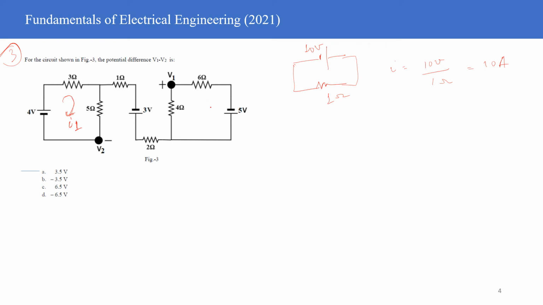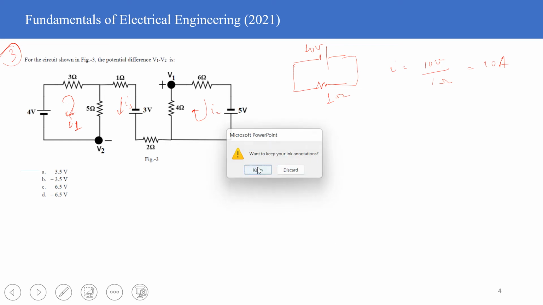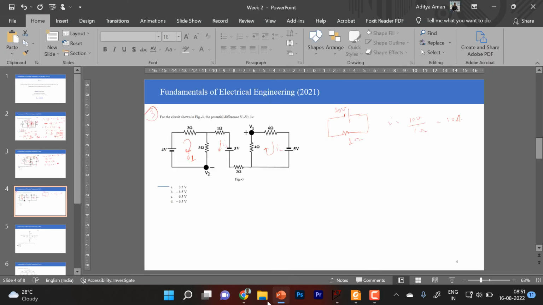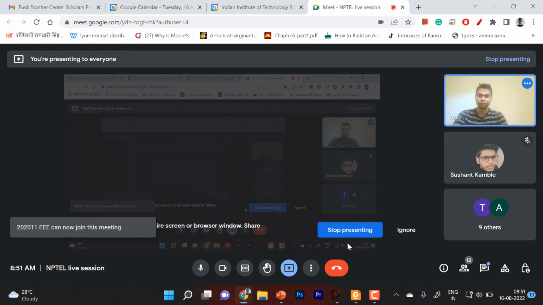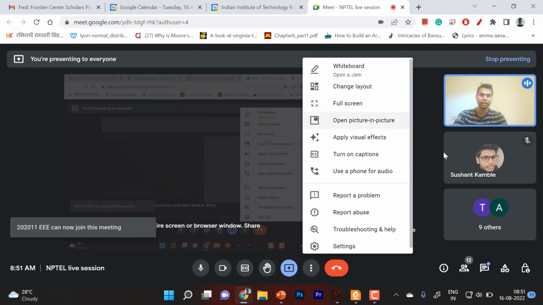On similar lines, current is going to flow here as well, right? But in this particular section, is there going to be any current flow? Let me call it I3. Anybody else can answer? All of you guys are here. Anyone can take a guess there.